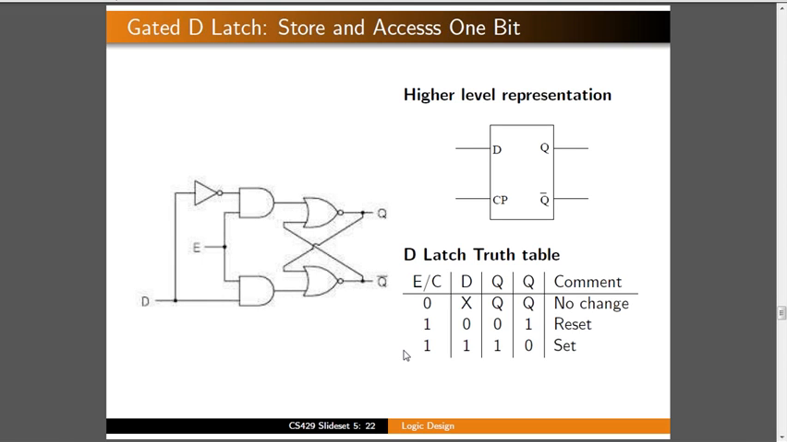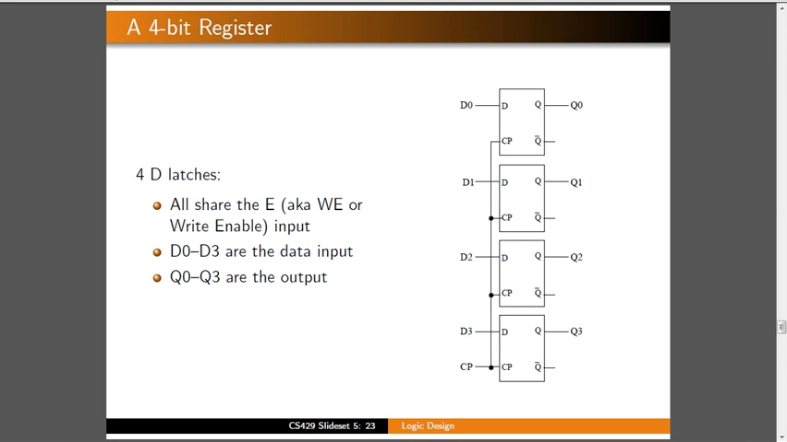Next is the gated D latch, that is the D latch flip-flop. First one is the higher level representation. Then these are the circuits. This is the D latch truth table. For E equals 0, the output is unchanged. For 1 0, the output is 0 and 1, reset. For 1 1, the output is 1 and 0, that is set. And this is the representation, D, Q, CP, Q dash.